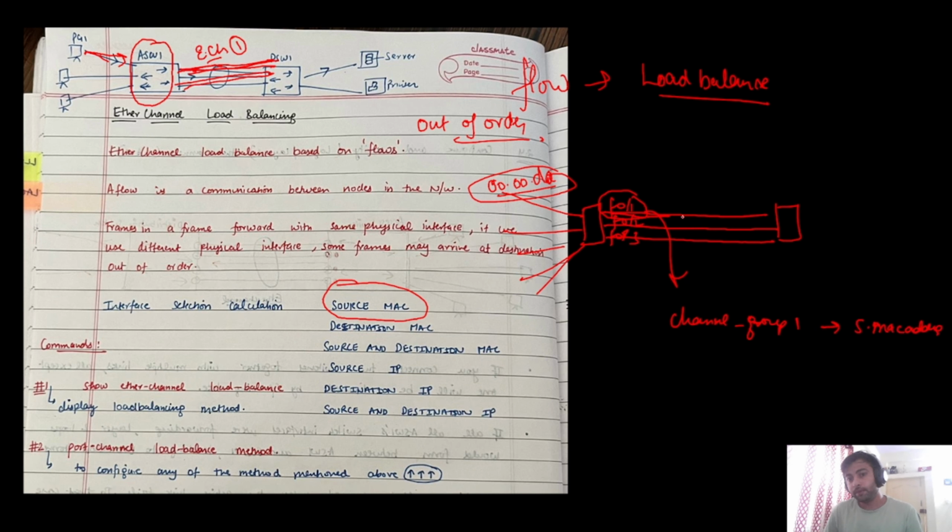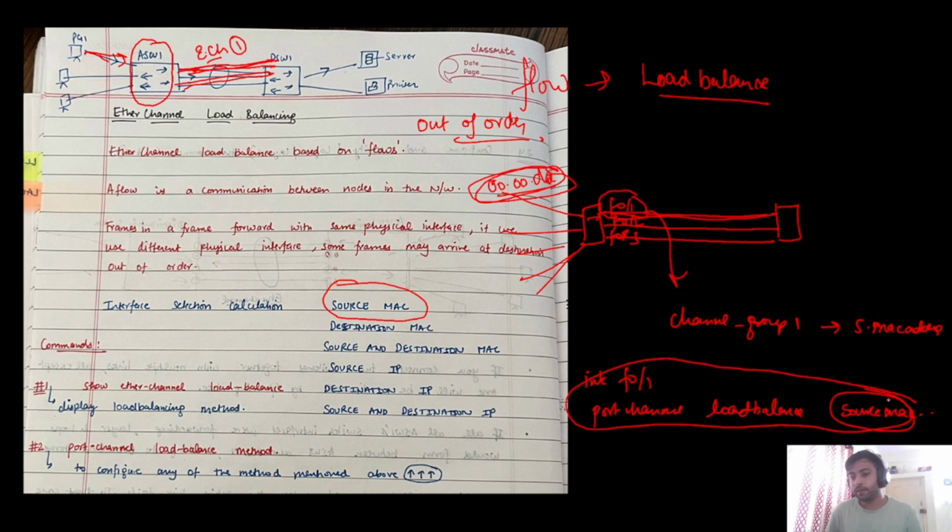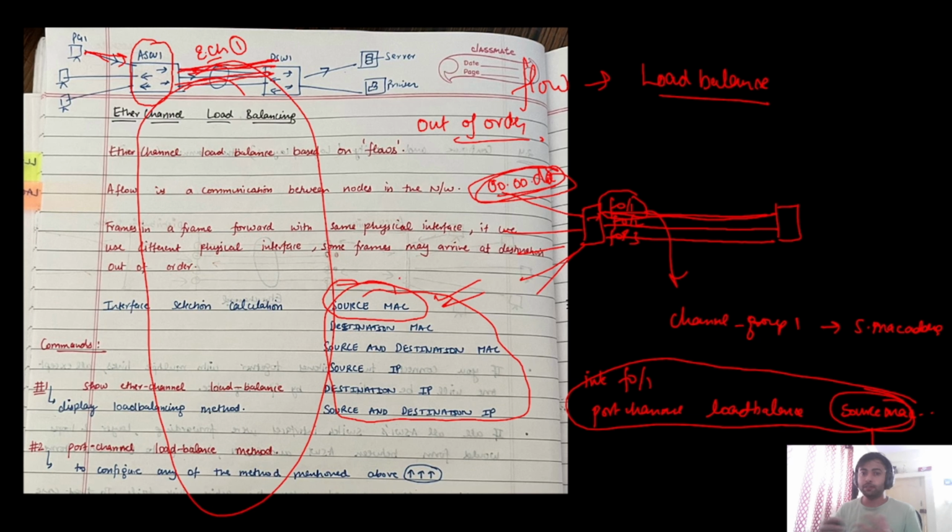It means only this port will be running when this source MAC address tries to send an Ethernet frame within this switch. So the command for this is, let's say, interface F0/1, port-channel load-balance. The method is our source MAC address. So this command we will run to load balance, and this can be replaced by any other method which is mentioned here. To restrict the flow of frames with respect to these methods, we implement EtherChannel load balance. I hope you understood this.